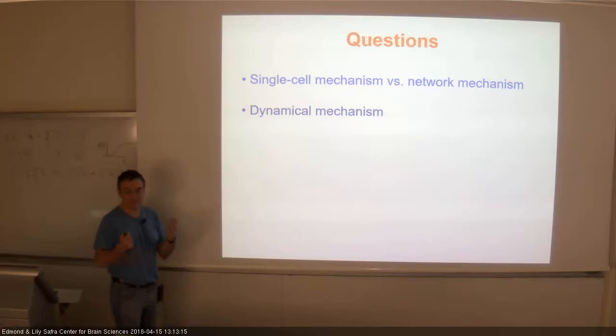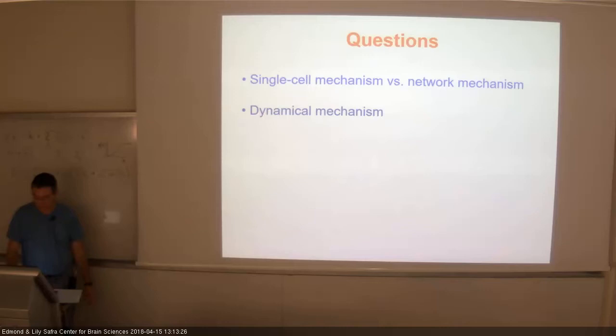And we would like to understand dynamically how this comes about. The issue of single cell mechanism versus network mechanism has been around for something like a decade now, or maybe even more. It is generally believed that in most cases, specifically in the goldfish integrator, this is a property of the network, not of single cell properties. But there are other examples in which people have shown that something like this can be the outcome of processes happening at the level of single cells.